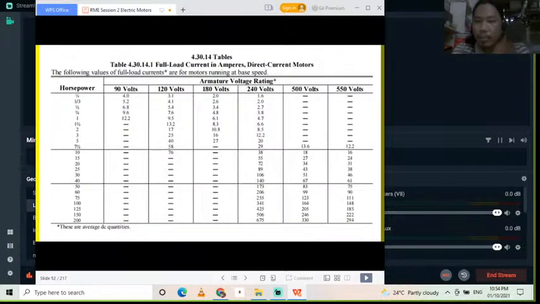So, nandito po yung table natin. Baka kasi hanapin nyo pa sa Philippine Electrical Code. So, 4.30.14 tables. So, pagka 7.5 horsepower, nasan yung 240 volts? Ayun, 29. Makita natin 29 sa 240 volts. And then yung kasunod ay 10 horsepower na agad yung kasunod. 38 naman sa 240 volts. Tingnan nyo po yung column ng 240 volts. And then, hanapin nyo yung katapat na 7.5 horsepower at saka yung 10 horsepower. So, doon nyo po makikita yung 28, 29 at saka 38. Okay.